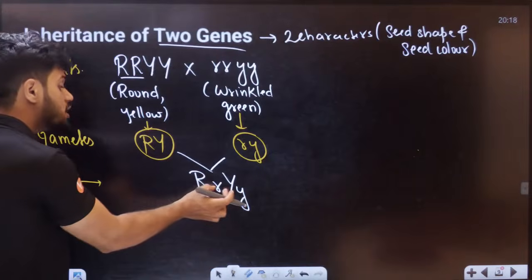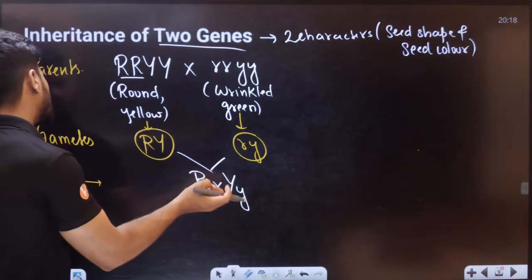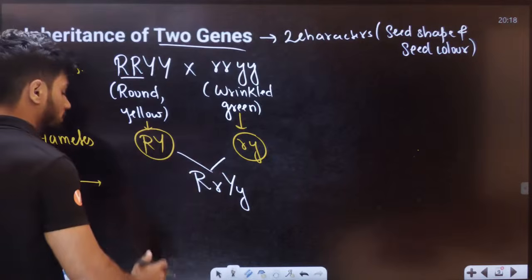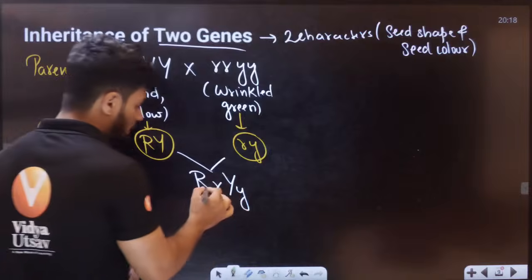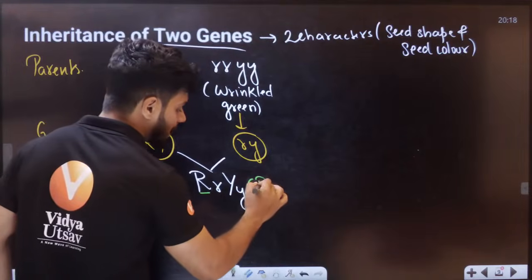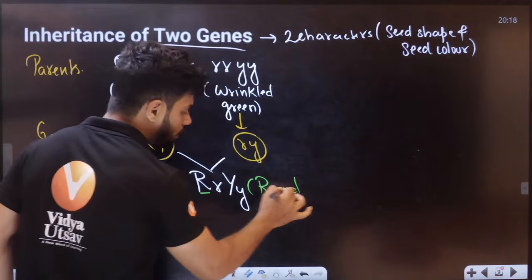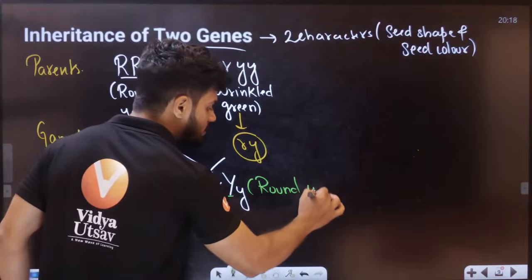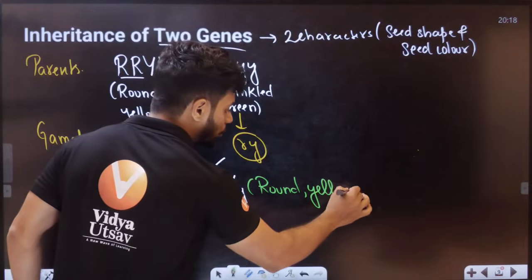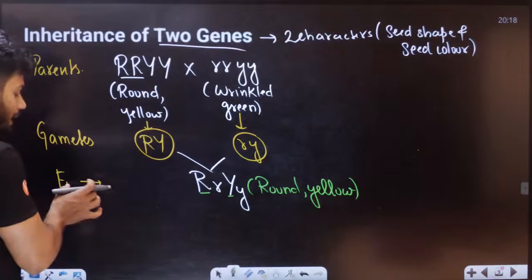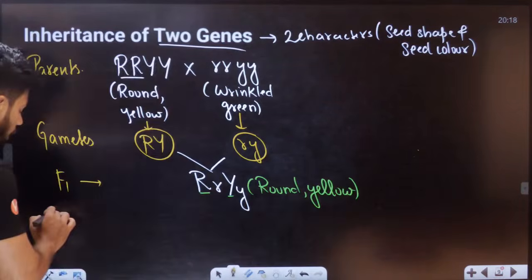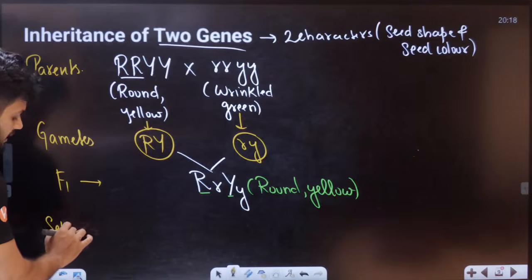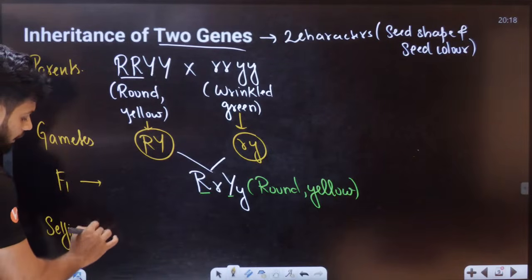Now for this genotype, can anyone in the chat tell me what is going to be the phenotype here? The phenotype is very simple, students. Capital R has to be round. Capital Y has to be yellow. So round and yellow is the phenotype of your F1. Now, next step is called what, students? It is called selfing of F1.